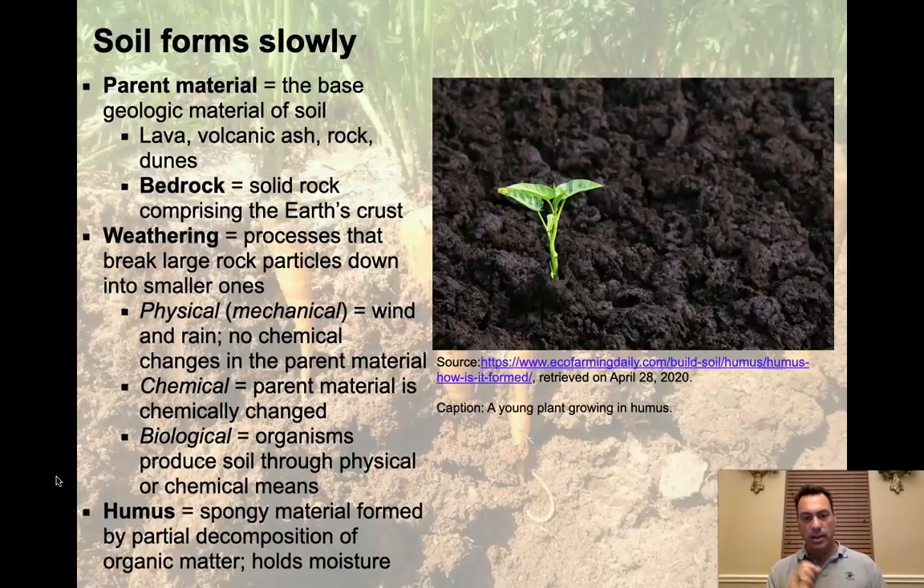Another thing that is formed right alongside the weathering cycle is humus. Humus is spongy material formed by partial decomposition of organic matter, and it holds moisture. So here we see a bunch of that humus right here. There's a plant growing out of it, but that black, organic, rich, wonderful material that holds all the good stuff that we need for plant growth is going to be in that humus. And so the decomposition mixed with the weathering and good time and a good parent material will give you a set of soils in which certain plants can grow.